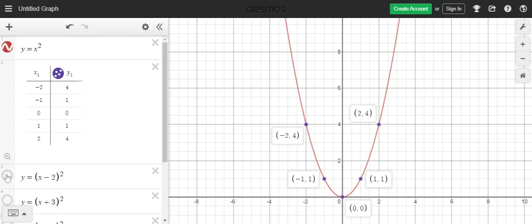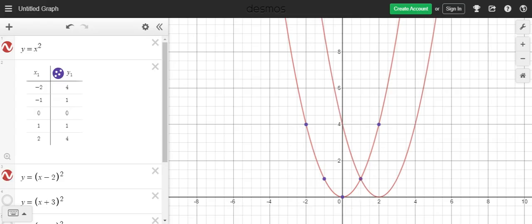All right, you see this new parabola here? The vertex is not at the origin anymore. The vertex is located at 2, 0. So initially the vertex was at 0, 0. Now it's at 2, 0. So what happened, in your opinion?